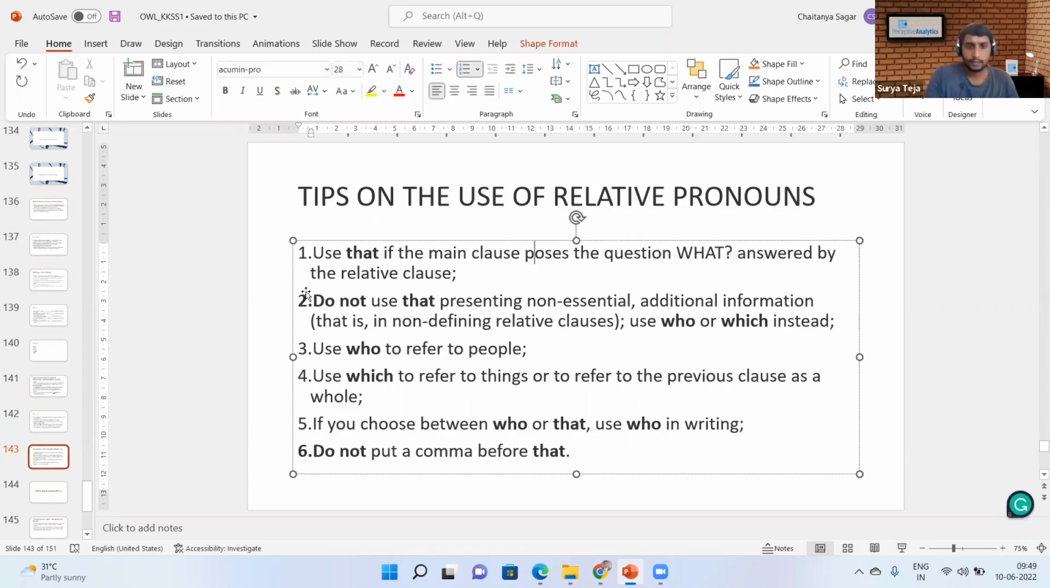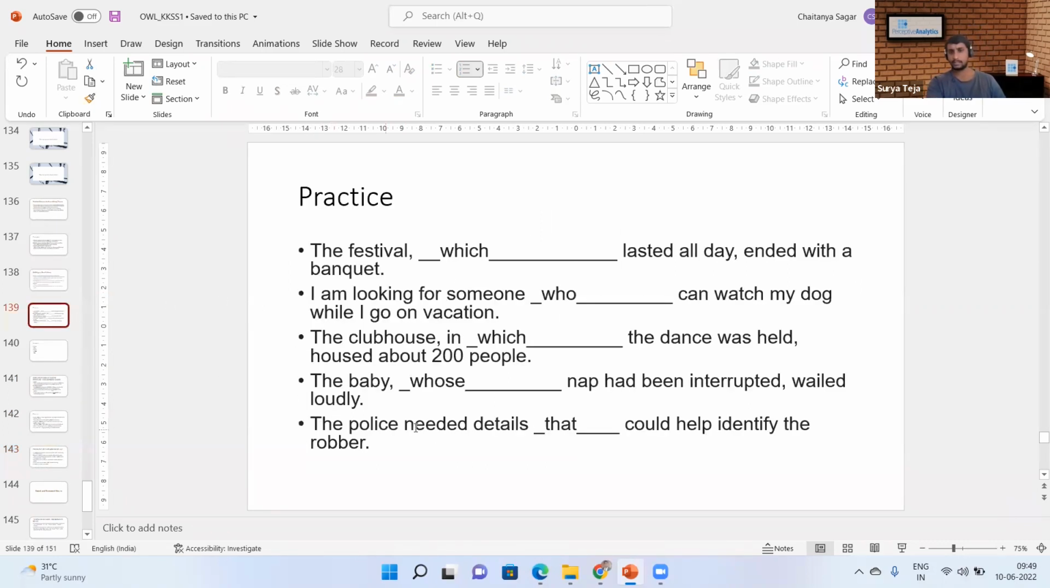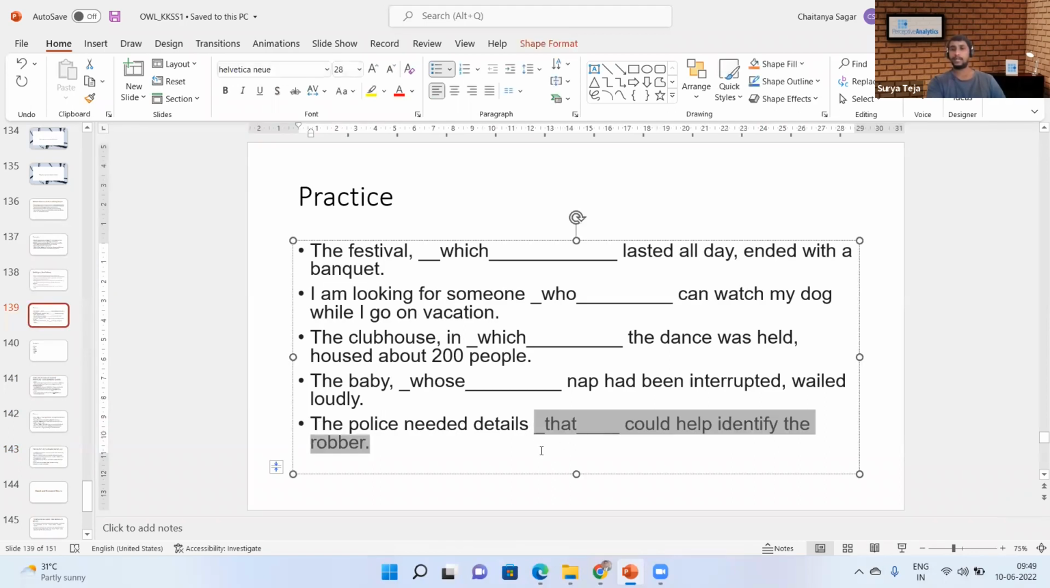Whenever, just like in the previous example, the police needed the details that could help identify the robber. Suppose, just forget about the second part and read the first one: the police needed details. Is it complete? I don't think so. It just raises a question in the mind of people who are reading it. It's still not answering why the police need details. And if you read the whole sentence, it says that could help identify the robber. So the first part of the sentence is raising the question, and the second part is answering that question.